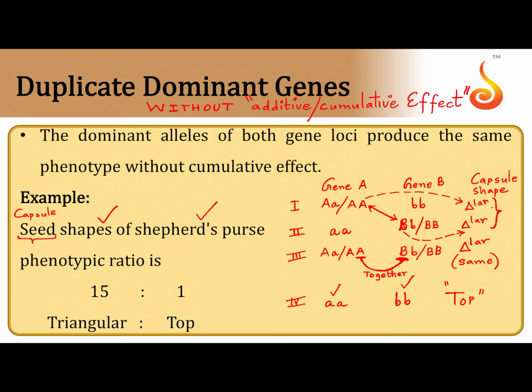So the F2 phenotypic ratio here is 15:1. Notice how the phenotypic ratio is modified from the classical Mendelian dihybrid ratio of 9:3:3:1. Here 15 plants will bear a triangular capsule, that is the fruit shape, and one of them will have a top shaped capsule. So please remember that dominants coming together show no additive effect. That's why it is without additive or cumulative effect.